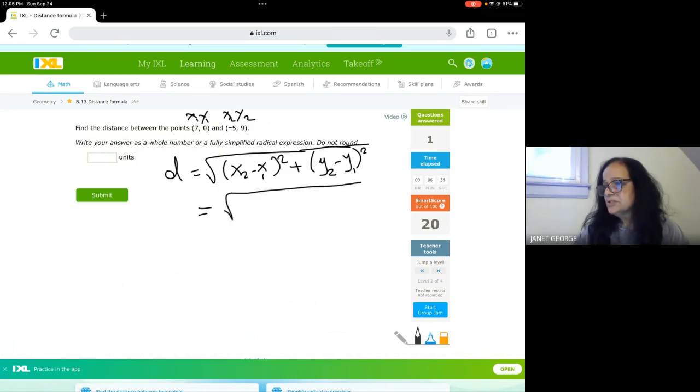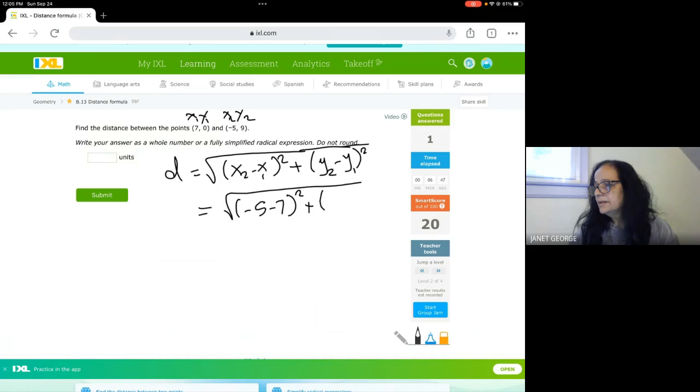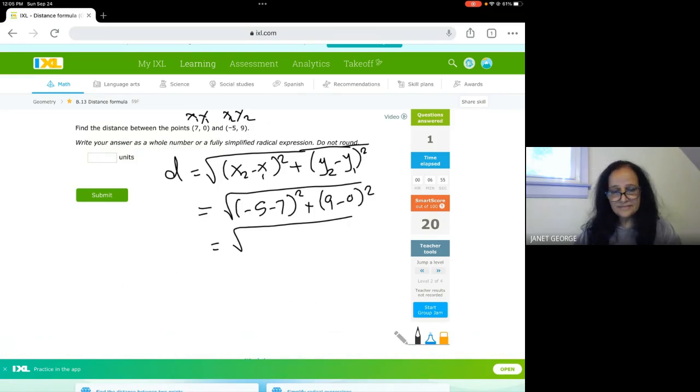Equals, let's substitute. So you get negative 5 minus 7. Pay attention to the sign, whether it's positive or negative. Plus (9 minus 0) squared. Okay? Negative 5 minus 7: same sign, add and keep, right? So you get negative 12. When you square it, you get 144, plus 9 minus 0 is 9. And when you square it, you get 81, right?